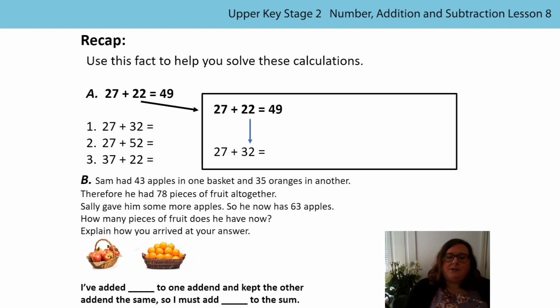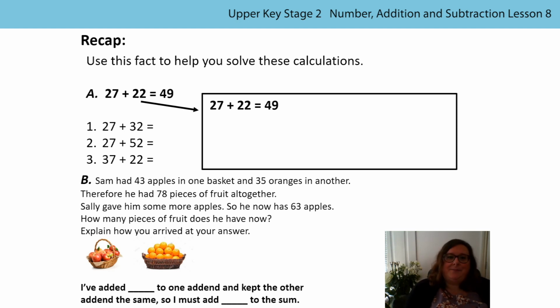So let's see what's changed and what stayed the same. My first addend has stayed the same, but my second addend has increased by 1/10. So my sum must also increase by 1/10. So my new sum will be 59.